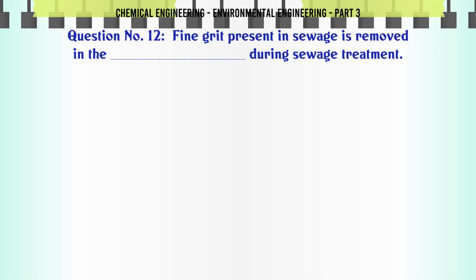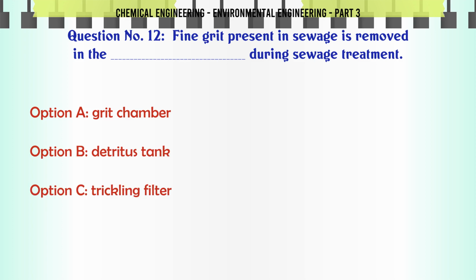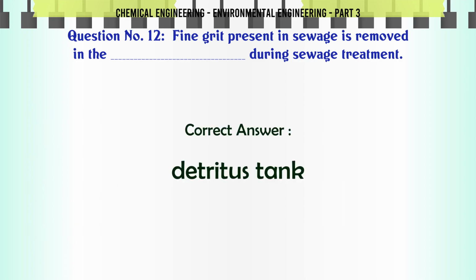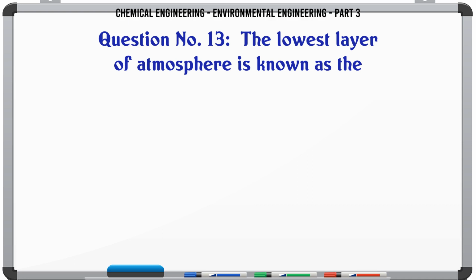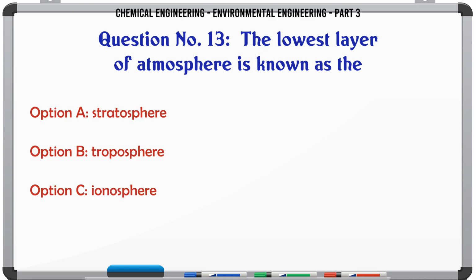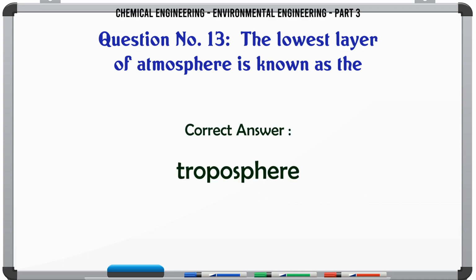Fine grit present in sewage is removed in the ___ during sewage treatment. A. Grit chamber. B. Detritus tank. C. Trickling filter. D. Skimming tank. The correct answer is detritus tank. The lowest layer of atmosphere is known as the A. Stratosphere. B. Troposphere. C. Ionosphere. D. None of these. The correct answer is troposphere.